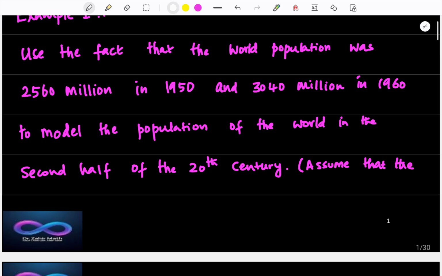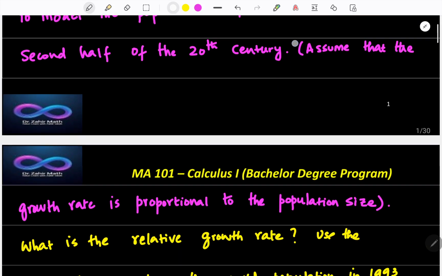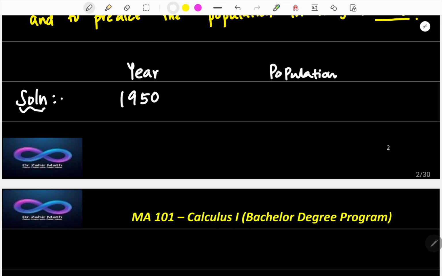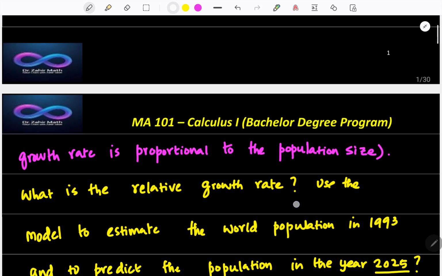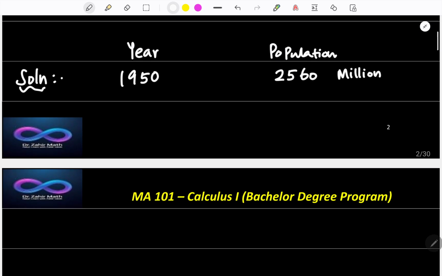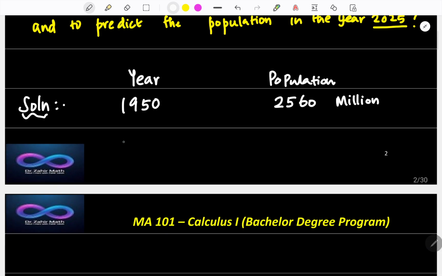Keep in mind: use the fact that the world population was 2560 million in 1950. So let me take the data first. In 1950, how much is the population? I'll take the year and the population. Population means the number of people. In 1950, the population was 2560 million. Let me read the question next: and 3040 million in 1960. So in 1960, the population is 3040 million.